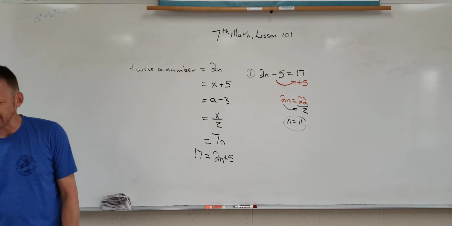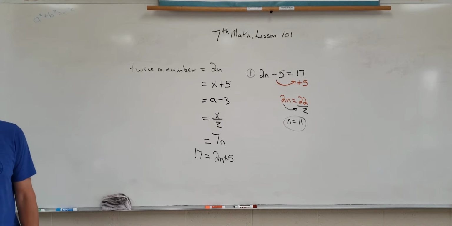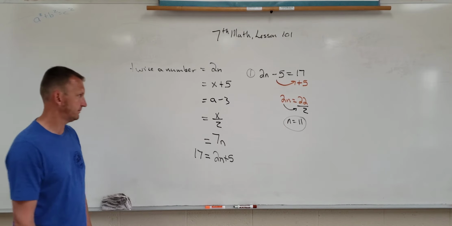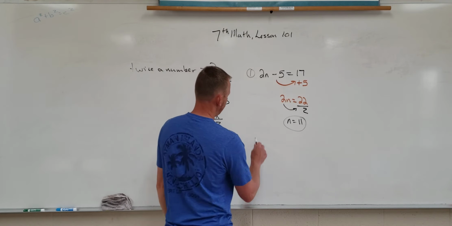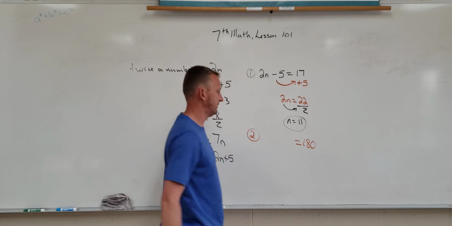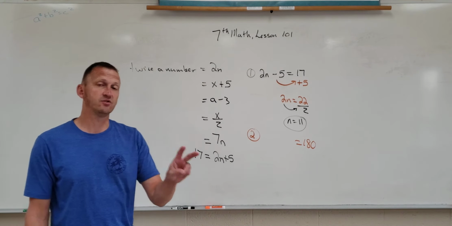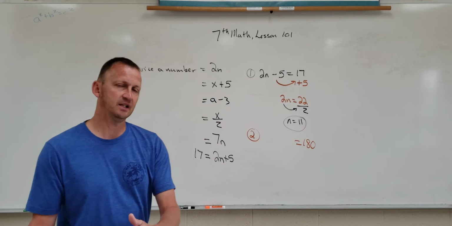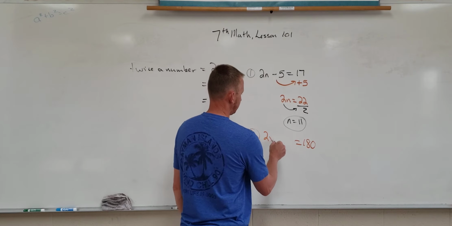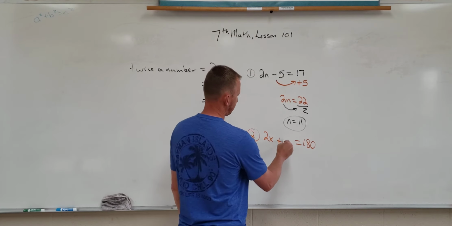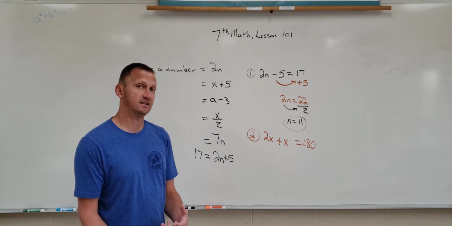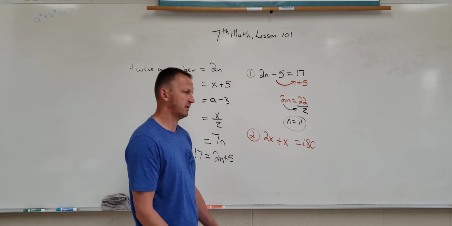Okay. Example 2. The angles marked x and 2x in this figure are supplementary. What is the measure of the larger angle? Now, supplementary means that they equal 180 degrees. So if we add these two angles together, we get 180 degrees. And the larger angle, it says, is 2x. And the smaller angle is x. So we're adding them together. And it wants to know the size of the larger angle. So we've got several things we need to do.